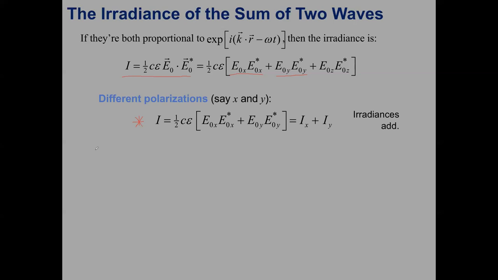Things get a little more complicated if we have two light sources or two laser beams that have the same polarization and are hitting the same point. The reason this is more complicated is because now let's say both laser beams are polarized along the x direction. So the total electric field in the x direction is going to be the electric field of light wave one plus the electric field of light wave two. And this makes our dot product a little bit more complicated.